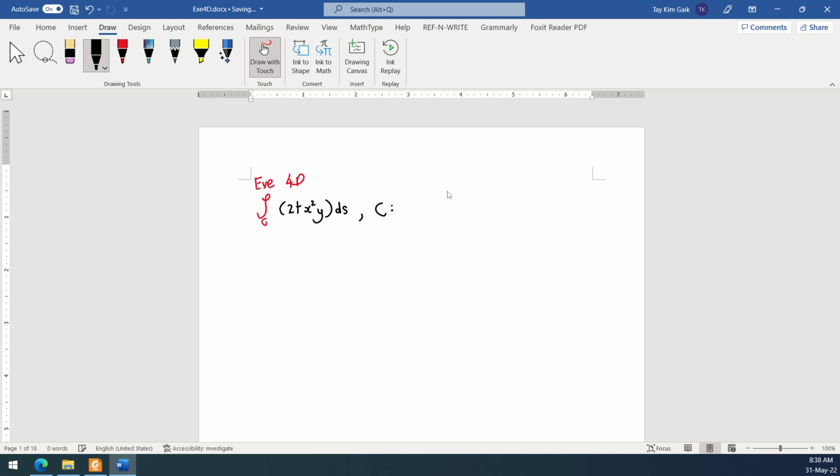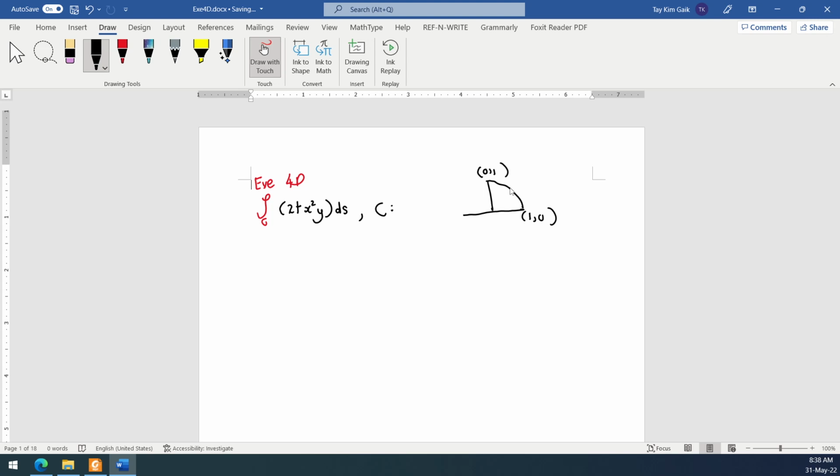C is only this part, because they said it's the upper half of the unit circle. One unit circle means the radius is 1. So this is (1, 0), and this is (0, 1). The difficulty is you have to get your own parametric equation.